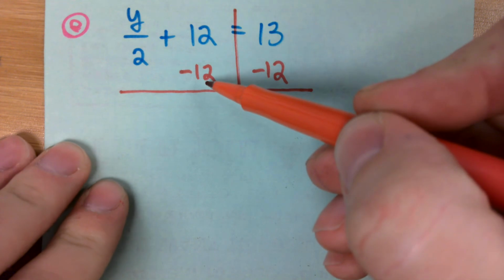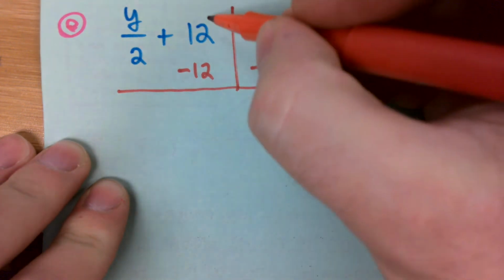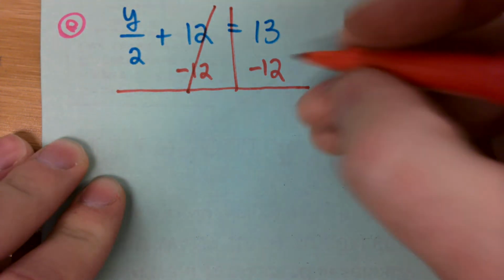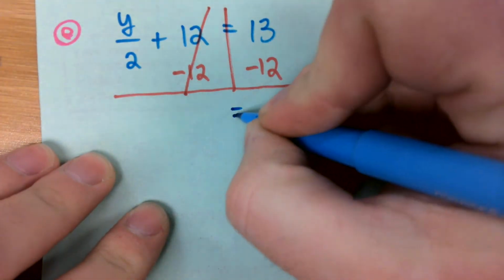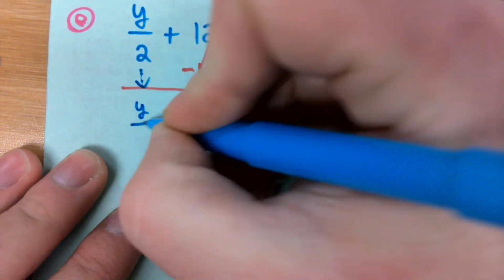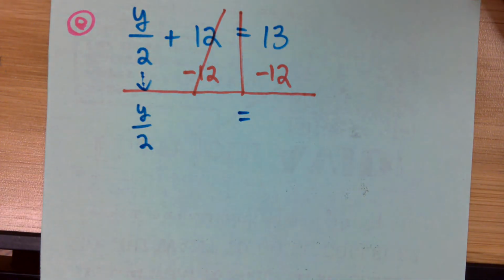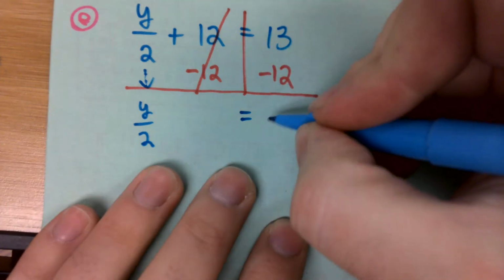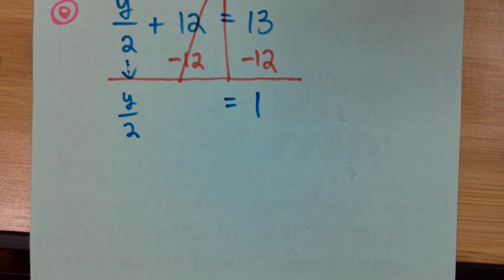What does 12 minus 12 give us on the left? 0. We can cross those out. We redraw our equal sign. Bring down our y over 2. And what do we get on the right? 1. Just 1, right? Thank you. 1. y over 2 is equal to 1.